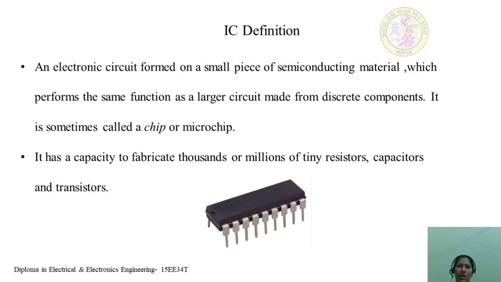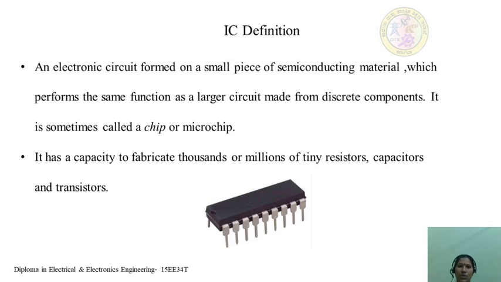So, as per the definition, the IC is basically an electronic circuit which is very small in size and has a number of active devices like transistors and diodes, and also passive devices like capacitors and resistors. These active and passive devices are fabricated on a very small piece of semiconducting material. The semiconducting material is a material which exhibits the properties of both conducting material as well as insulating material. The ideal semiconducting material used for manufacturing integrated circuits is silicon.